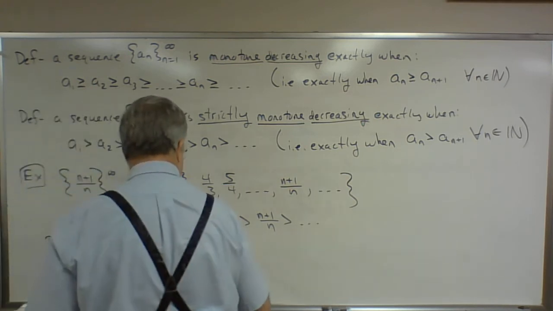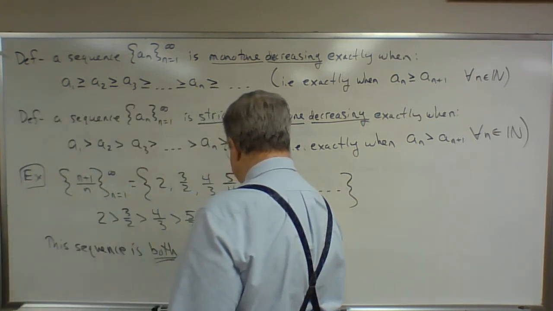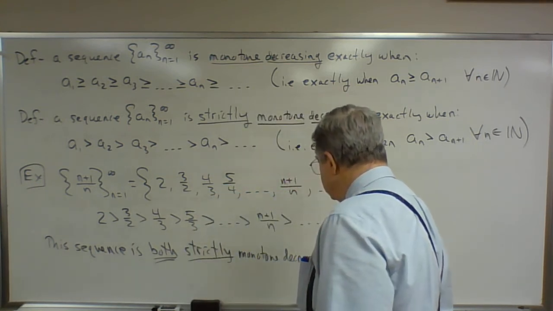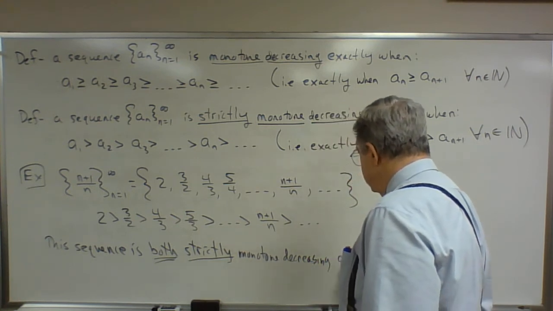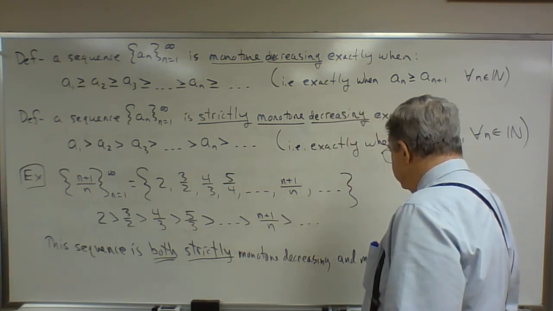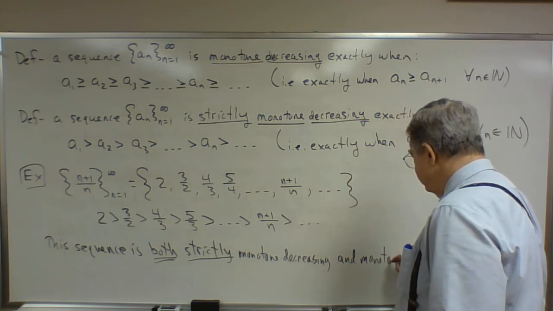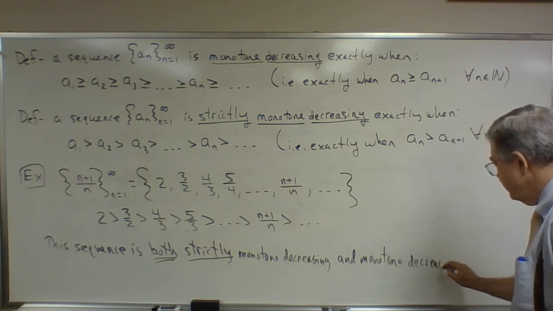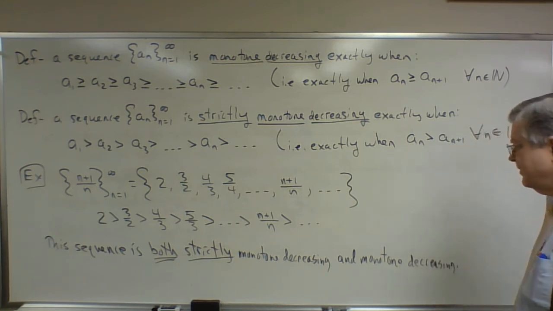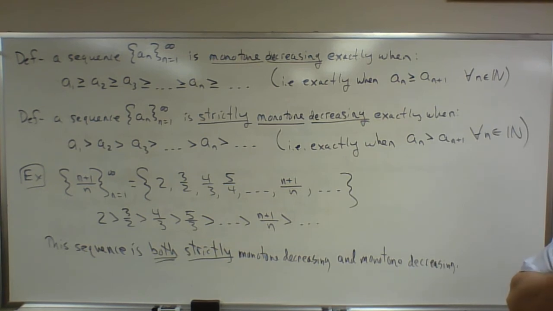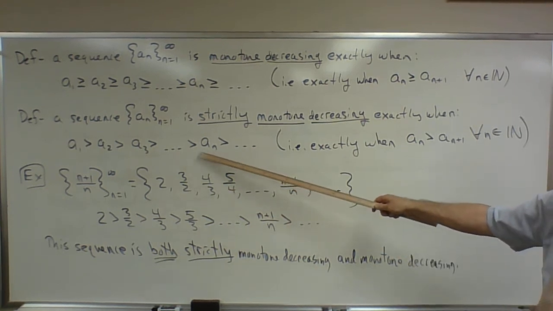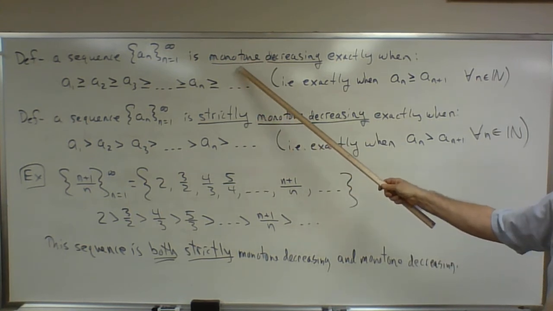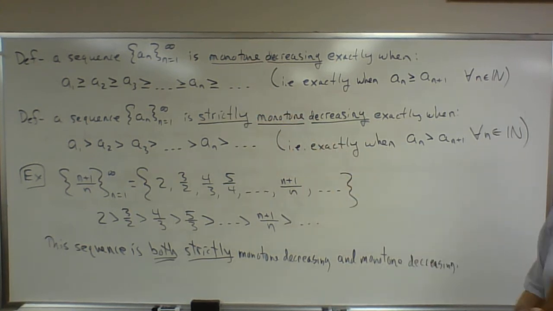It's both strictly monotone decreasing and monotone decreasing. And obviously, if a sequence is strictly monotone decreasing, then it's also monotone decreasing.